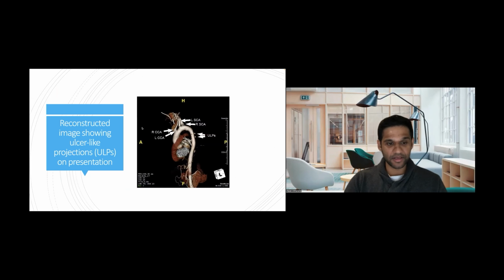Now this is a reconstructed image that shows the ULPs a bit more clearly. You can see these things, which almost look like tiny mushrooms coming off from the descending aorta. And here again the right subclavian is a bit more clear. The labeling is wrong here, so I do beg your pardon for that. We made a mistake. This should say the right subclavian artery. Sorry, I mean on the left-hand side.